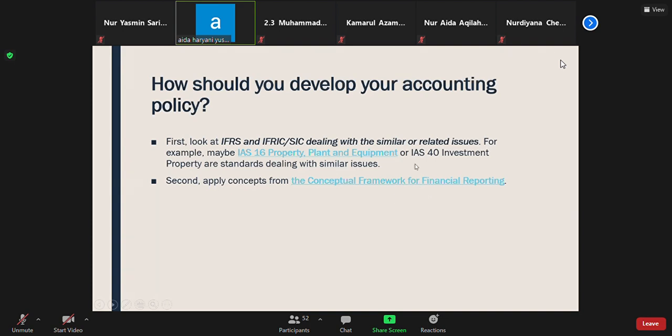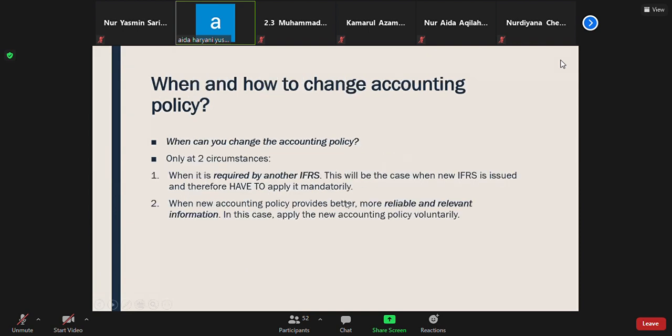Remember, as we did before, you are to define what is an asset, whether it is a non-current or current asset, and whether it is tangible or intangible, and after that you need to look at the definition of it under the conceptual framework. So this is what they mentioned about accounting policy.